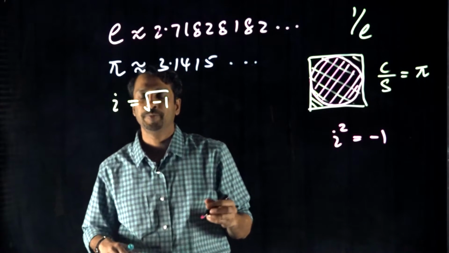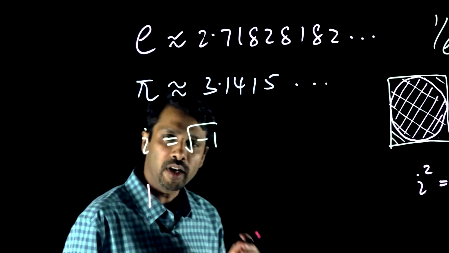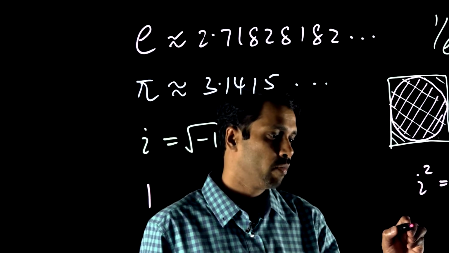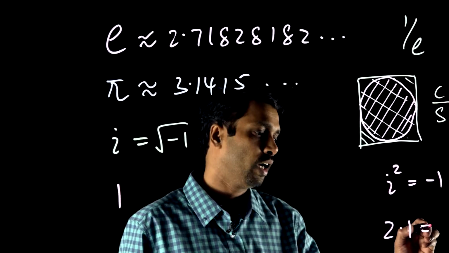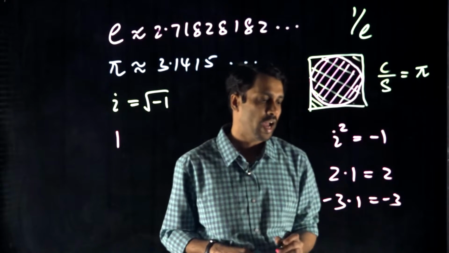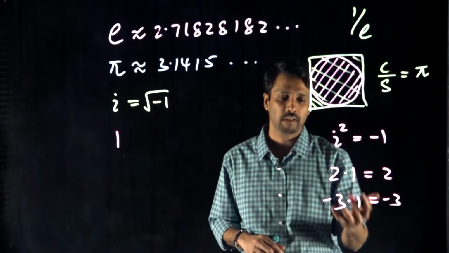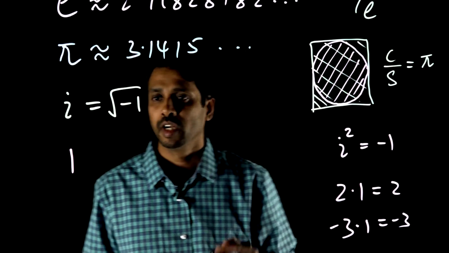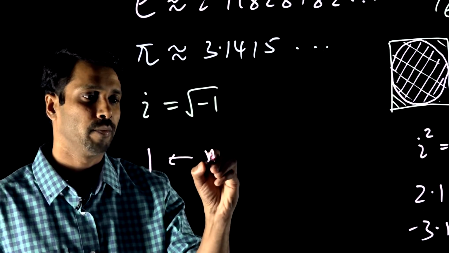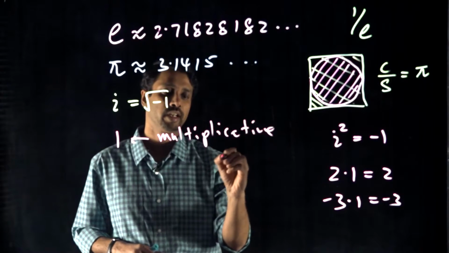How about 1? What is 1? 1 is a really beautiful number, and it's also very important. For example, when you multiply 2 with 1, it is 2. When you multiply negative 3 with 1, it is negative 3. So what happened? Nothing happened, pretty much. When you multiply, you get the number itself. That's what we call the multiplicative identity.